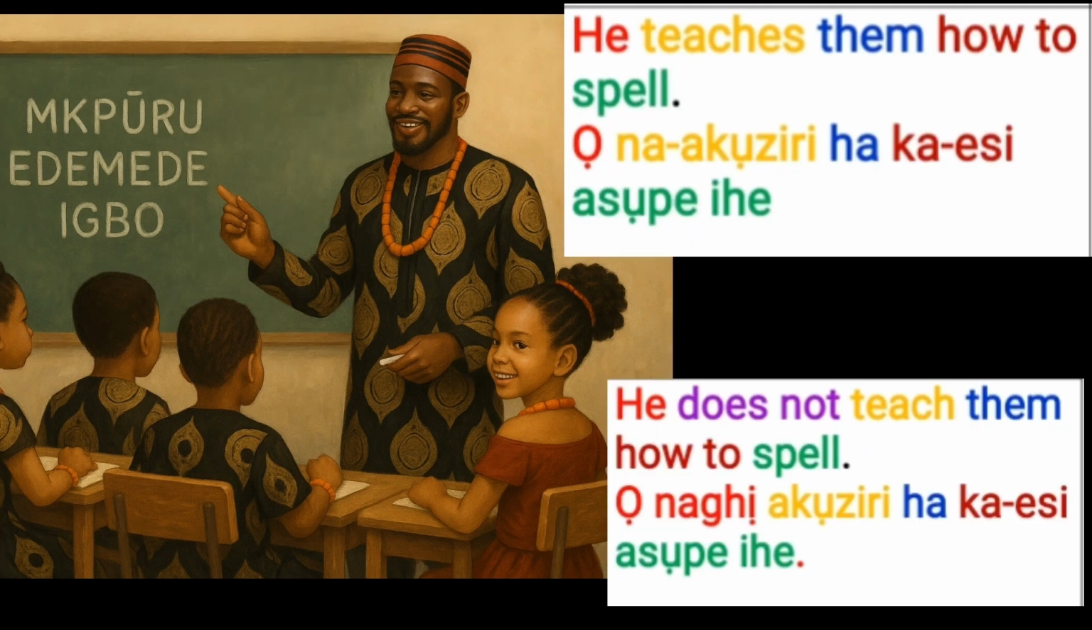Next is he teaches them how to spell. Ọ na-akụziri ha ka esi asụpụ ihe. In the negation, we have he does not teach them how to spell. Ọ naghị akụziri ha ka esi asụpụ ihe.